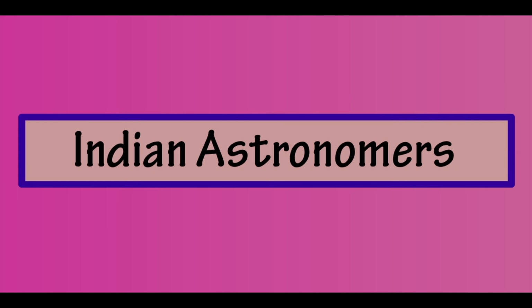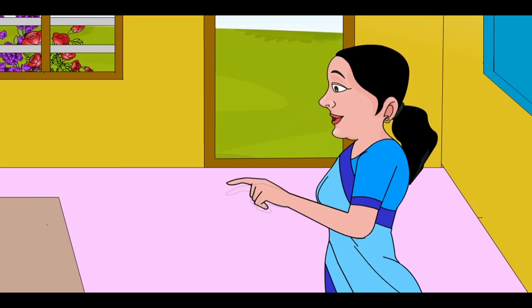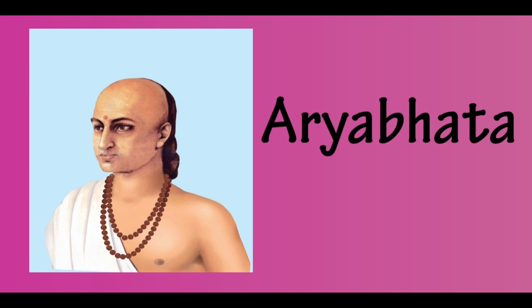Indian astronomers. Astronomy is the science of the study of the heavenly bodies like the sun, the moon, the stars, and the planets. The people who study astronomy are called astronomers. Aryabhatta lived in our country nearly 1500 years ago. He was a great astronomer and mathematician. He was the first man to tell that the earth is round and rotates on its own axis. He also told us that the moon reflects the light of the sun falling on it.